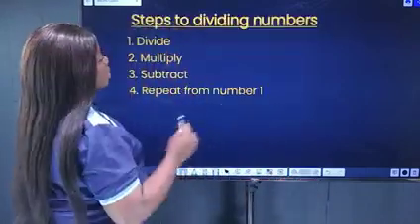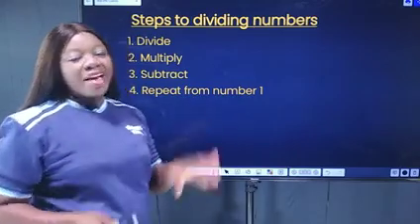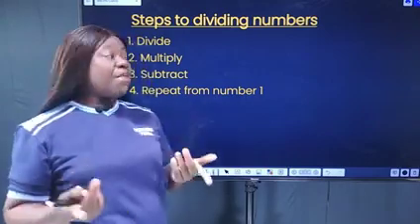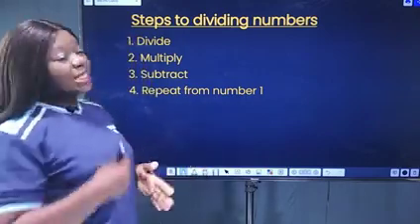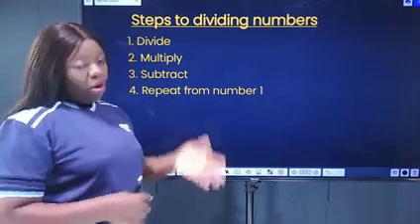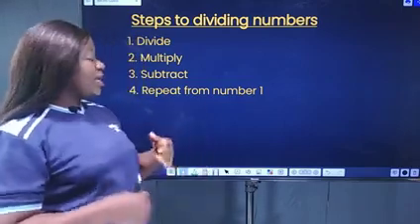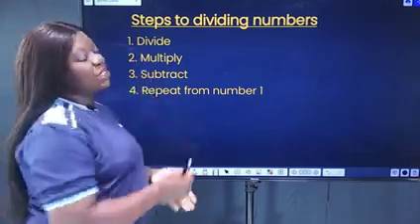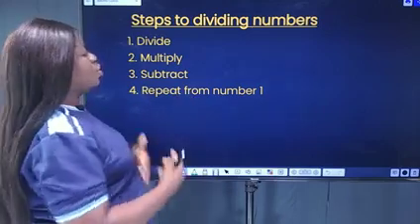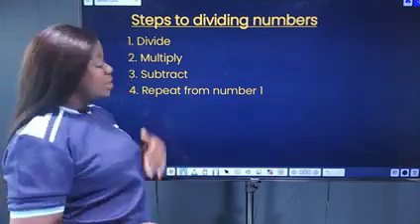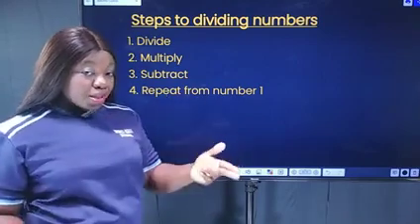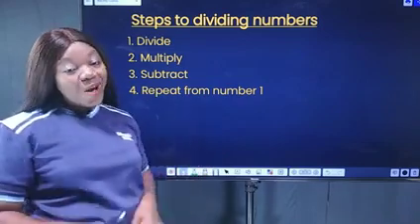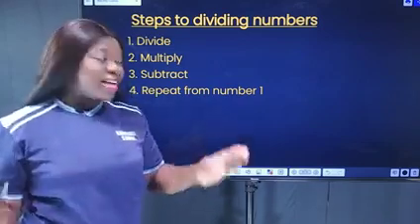So now let's see the steps to dividing numbers. We have steps to dividing numbers, and I want you to have these steps in mind. The first one is divide, multiply, subtract, and repeat again from number 1. So when dividing using long division, you divide, multiply, subtract, divide, multiply, subtract, you divide again, multiply, subtract until you reach your final answer.